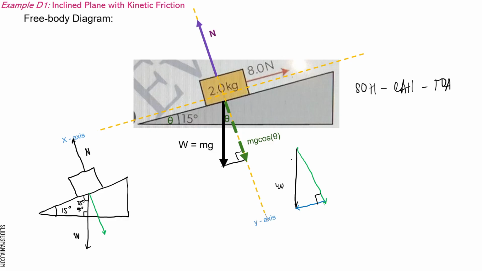Using SOHCAHTOA, if we take the cosine of this angle, which is this one, then we're simply finding the ratio between the adjacent side, which is this side right here. Let's call that x for the meantime, and its hypotenuse, which is w or mg, since weight is equal to mass times gravity. Then we find that x is simply equal to mg cosine theta. So that is the reason why this green dashed line is equal to mg cosine theta. We simply used trigonometry.